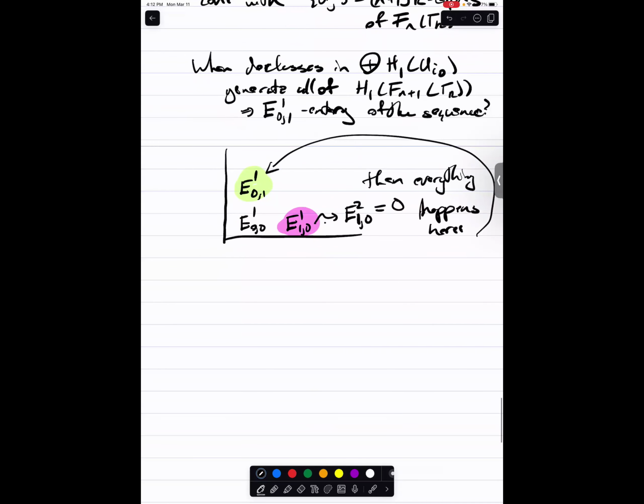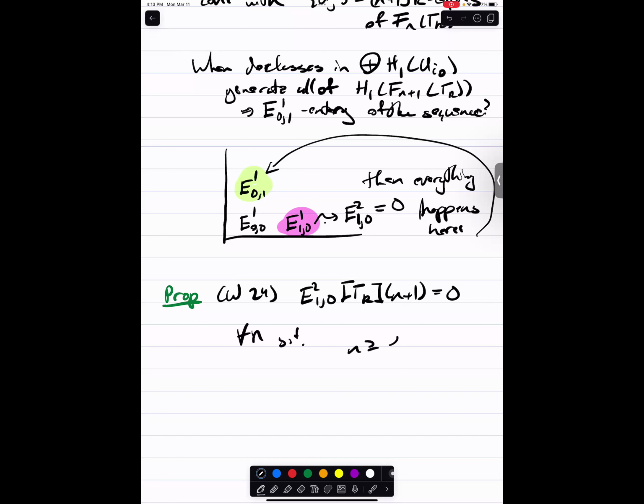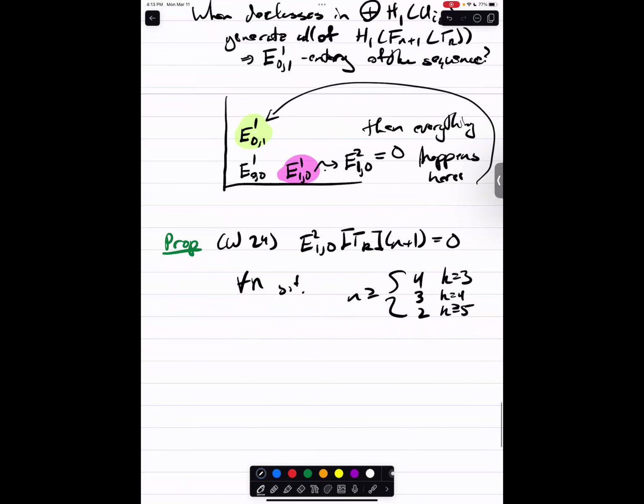And well, it turns out, proposition: we can show that E2, 1, 0, where we're looking at the Meyer-Vietoris spectral sequence for the ordered configuration space of n+1 particles in the graph gamma k, is going to be 0 for all n such that n is bigger than or equal to 4, 3, and 2, where k is equal to 3, k is equal to 4, and k is greater than or equal to 5. And so this tells us, okay, our theorem is good.